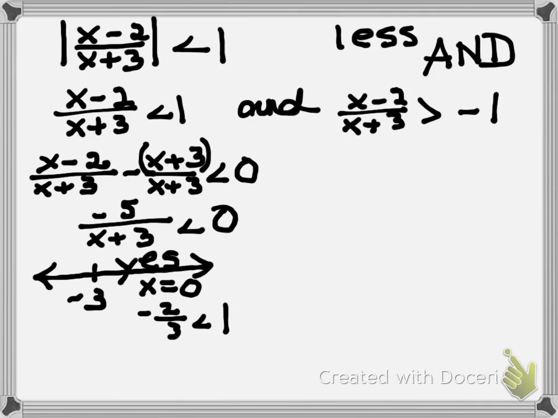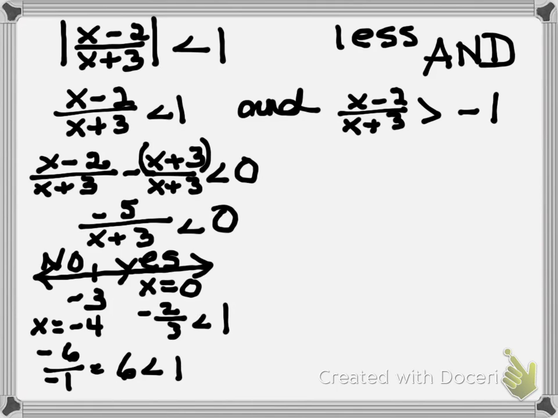Let's try something on the other side of negative 3. Let's try negative 4. Negative 4 and negative 2 is negative 6. Negative 4 plus 3 is negative 1. And is 6 less than 1? No. So the region that works here is from negative 3 to the right. Let's take a look at the other one.